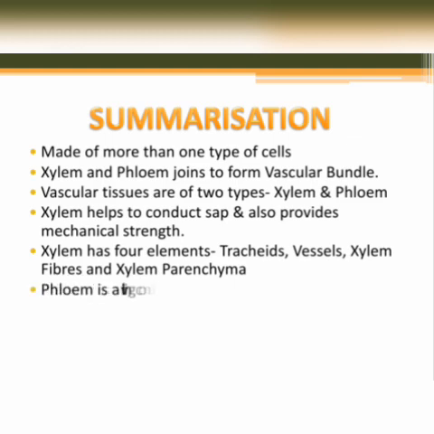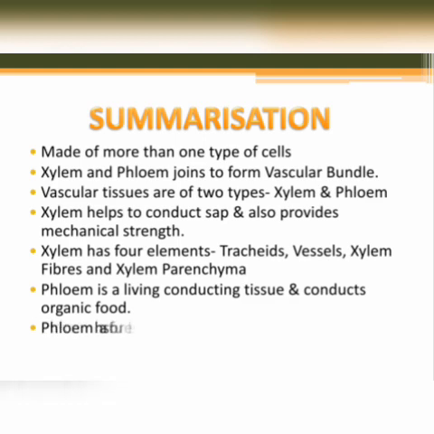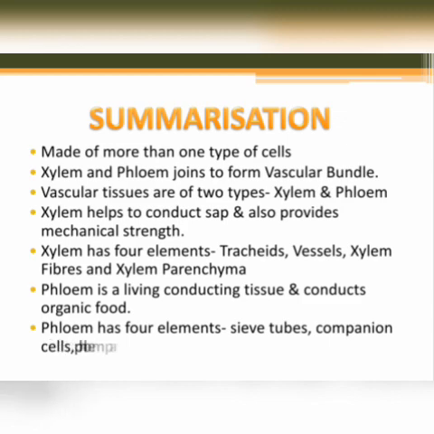Phloem is a living conducting tissue and helps in conducting organic food. Phloem also has four elements: sieve tubes, companion cells, phloem parenchyma, and phloem fibers. So, with this, we come to the end of our discussion on complex permanent tissue.